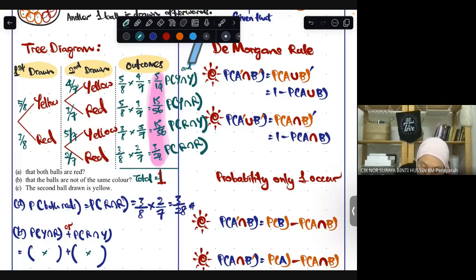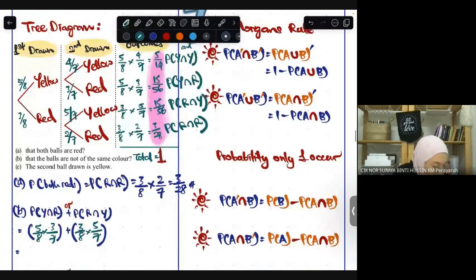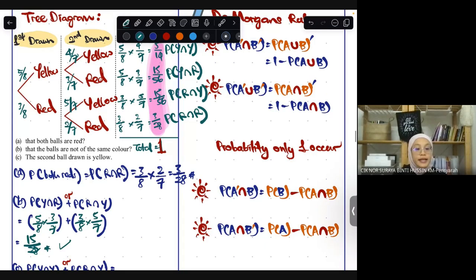Yellow first and then red means 5 out of 8 times with 3 out of 7 plus 3 out of 8 times with 5 out of 7. So basically I write it once more. And then my answer will be 15 out of 28. Please double check for me. Calculate for me, don't just follow blindly. So is this correct? Do you get 15 out of 28?